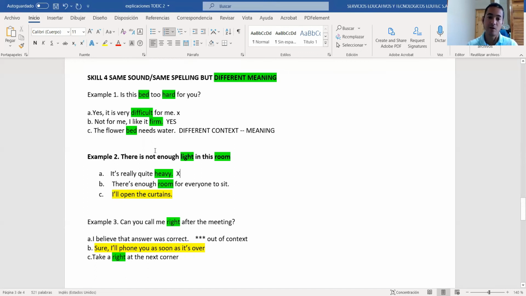So be careful. Here you need to practice like dictation. You need to take notes and build memory retention skills. So even though you have the word room here, this has a different context. So be careful with the words that have the same sound, same spelling, with a different meaning. And you see here, I'll open the curtains, that's the answer.